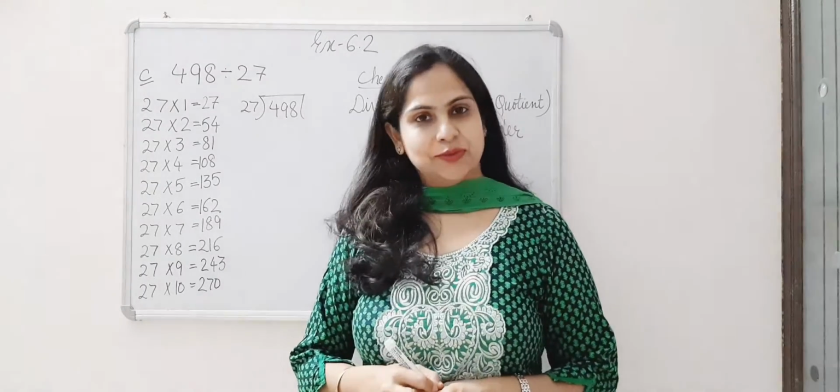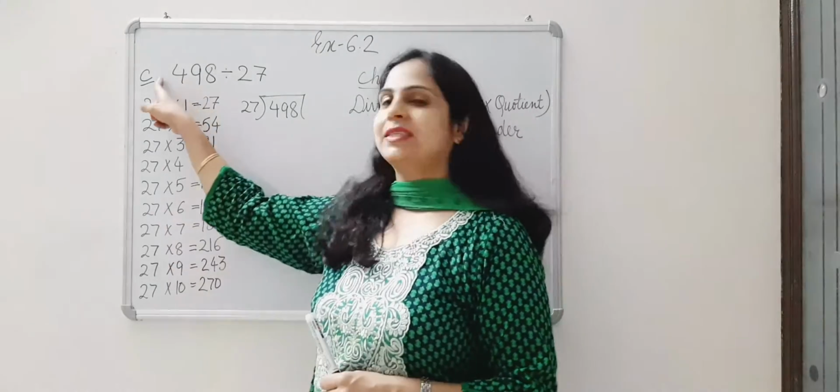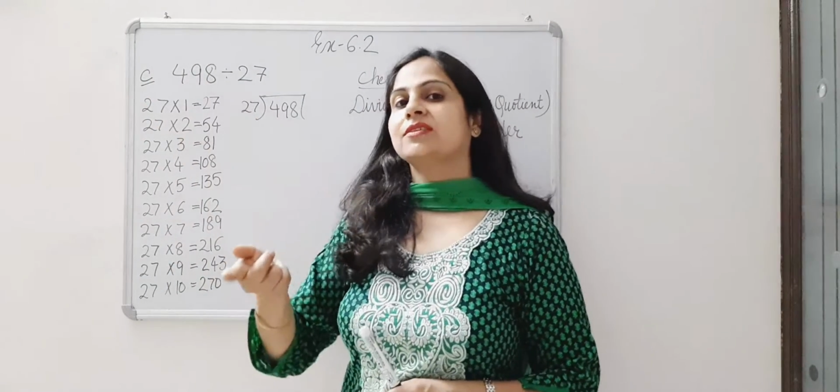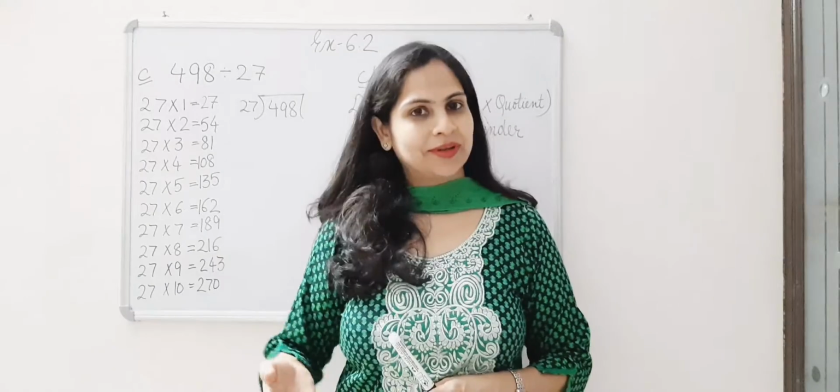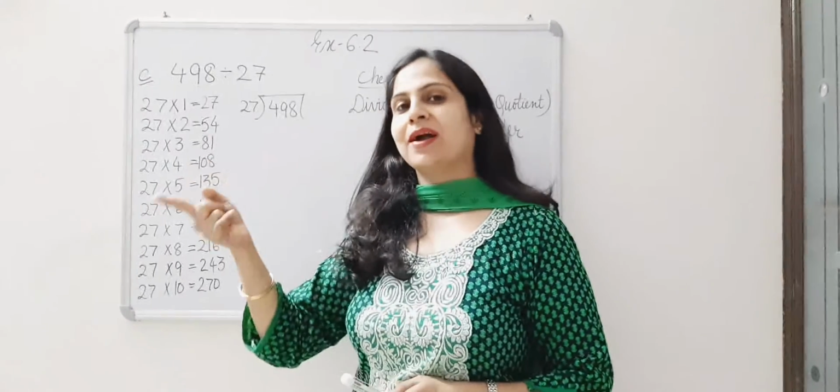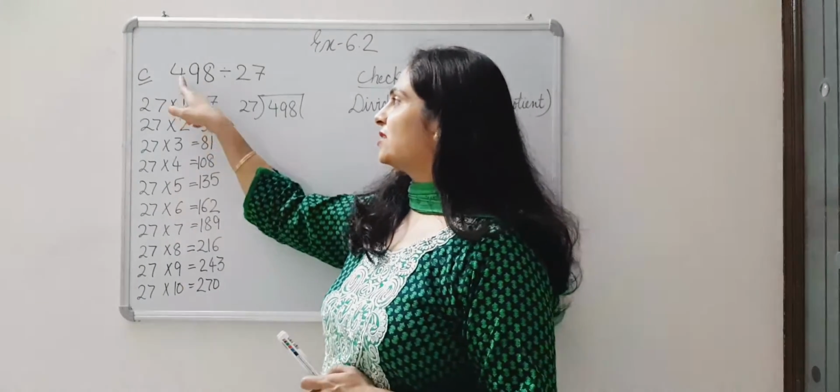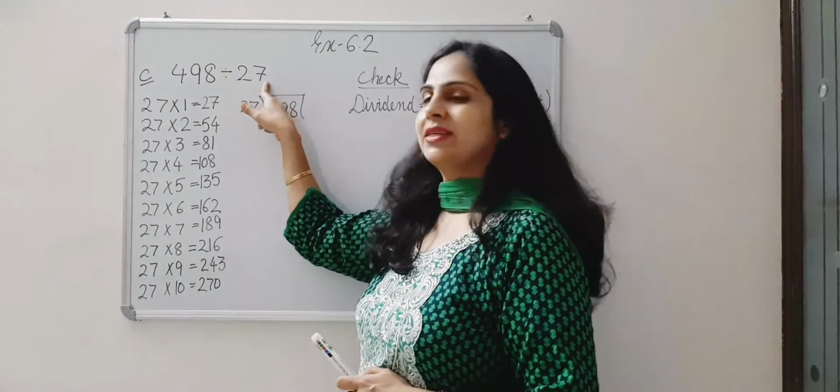Okay. Now let's do C part. This is C part. The previous one is B part. I by mistake wrote C part over there. So that was B part and this is C part. C part is 498 divided by 27.